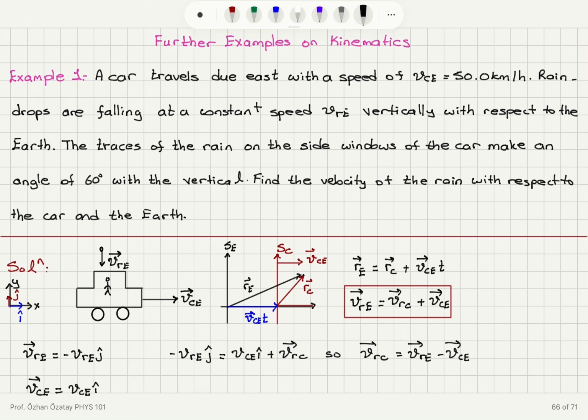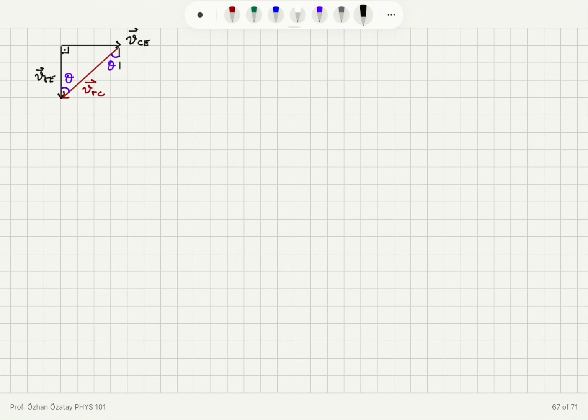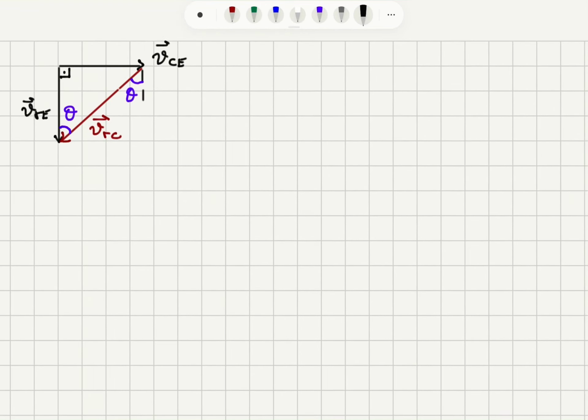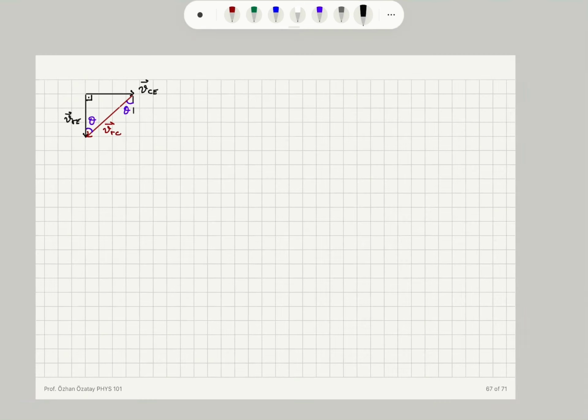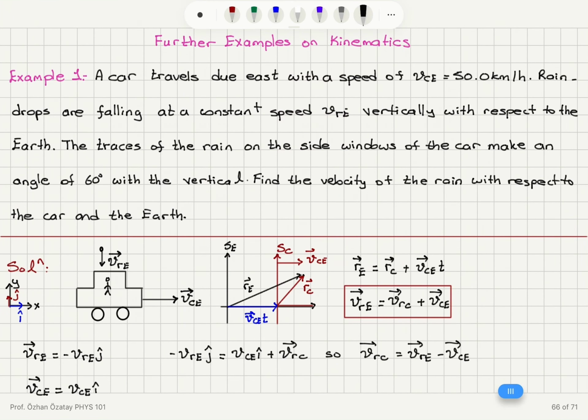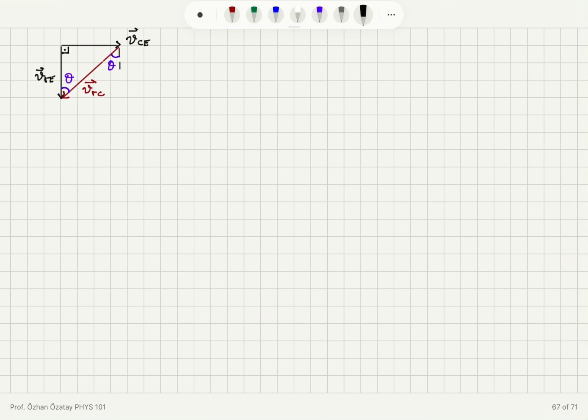Okay, so if I show this on a diagram, you can see velocity of the car with respect to the Earth is in plus i hat direction. Velocity of the raindrop with respect to the Earth is in minus j hat direction. And I have just found out that velocity of the raindrop with respect to the car is the difference, VRE minus VCE. So that means I go from the tip of VCE to the tip of VRE. That is the velocity of the rain with respect to the car. And as you can see, it makes an angle theta with respect to the vertical axis, which is 60 degrees.